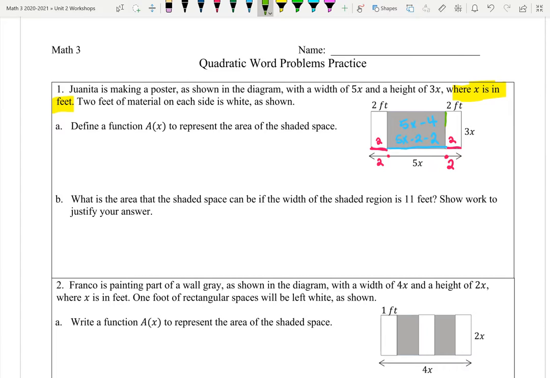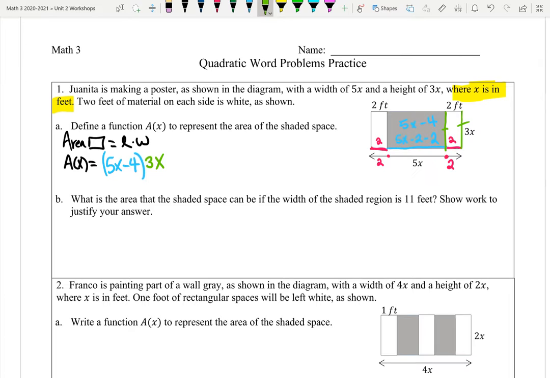What is the height of this rectangle? Well, it's going to be 3x because opposite sides of a rectangle are congruent. This is going to be equal to 3x. So, to find the area of the shaded space, I'm going to remember that the area of a rectangle is going to be equal to length times width. To turn it into a function, I'm going to use the area of x. This is going to be what is the length, what is the bottom. It is going to be, in a grouping symbol, 5x minus 4. What is the width? 3x.